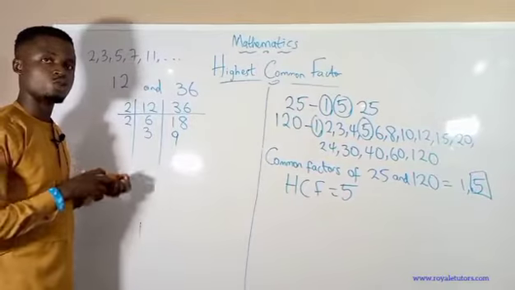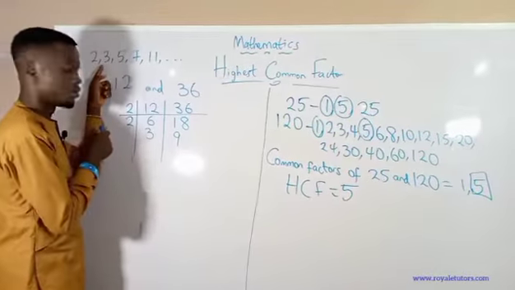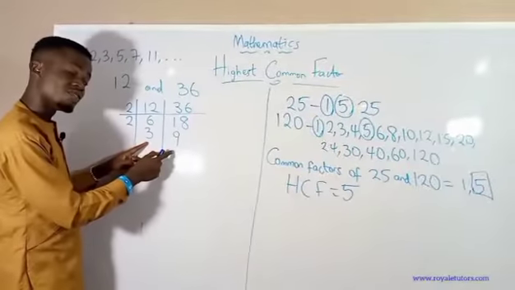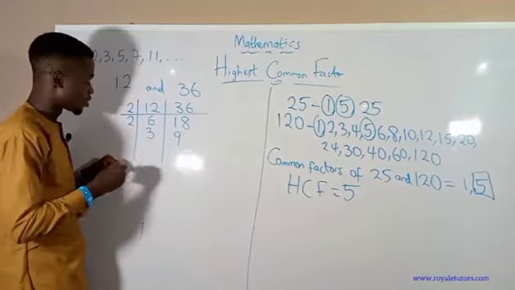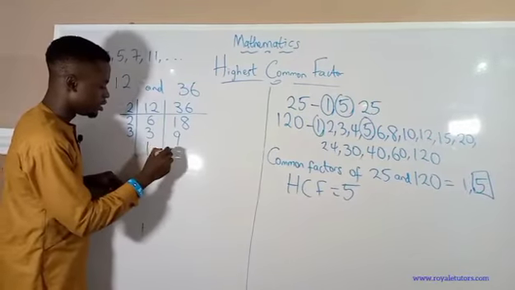Now at this point, 2 cannot divide them anymore. So let's check the next prime number that we have. We have 3. Can 3 divide the two numbers? Yes, so that means you can use 3. 3 in 3 is 1. 3 in 9 is 3.